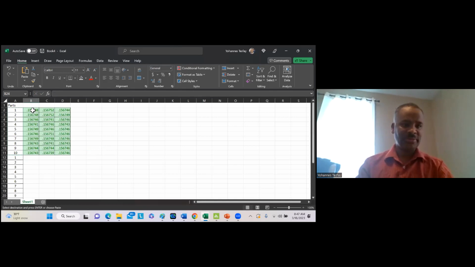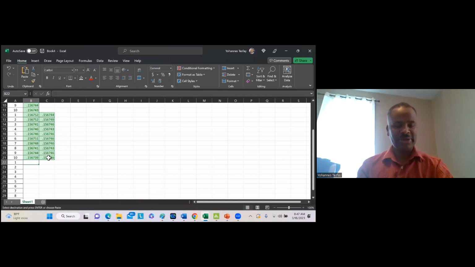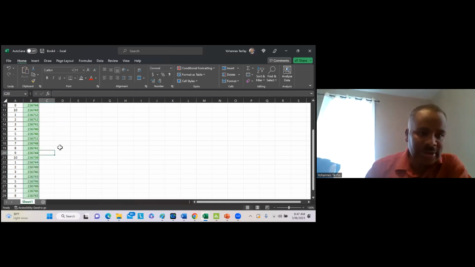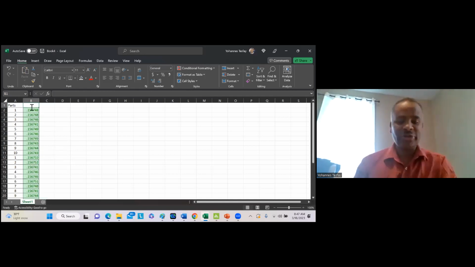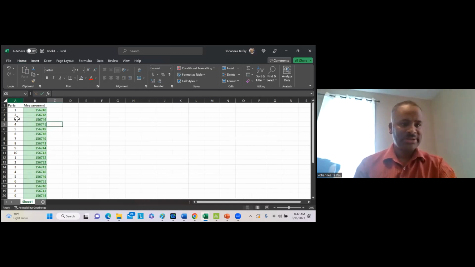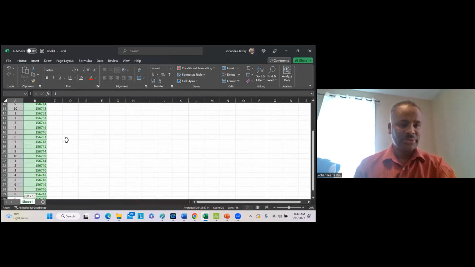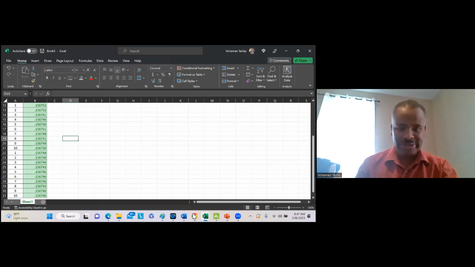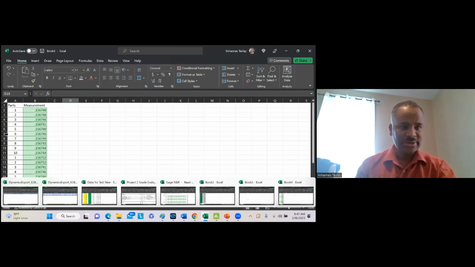This is the first measurement, this is the second measurement. Cut it and paste it like that. Now this is the measurement: parts, measurement. This one I just finished, but who is the operator for that one? It is David.